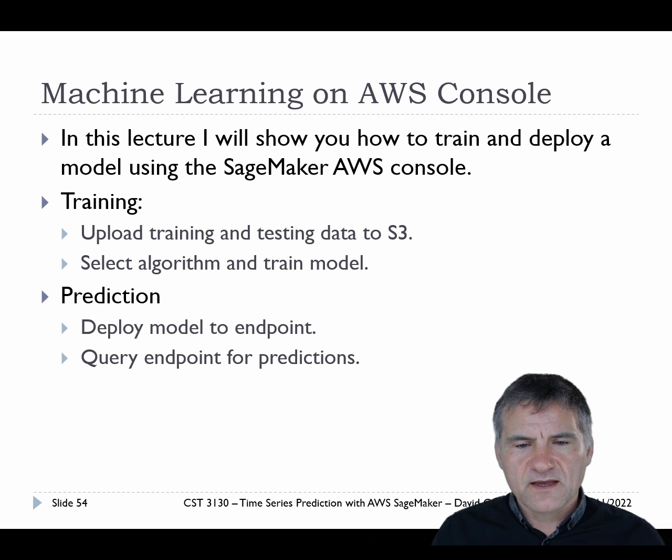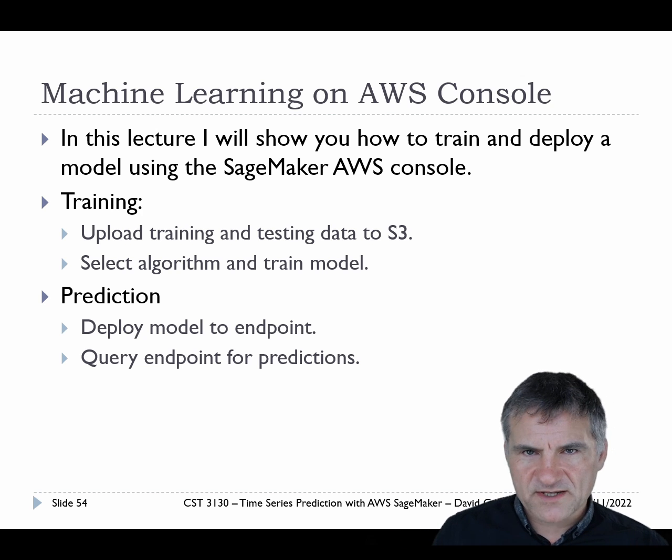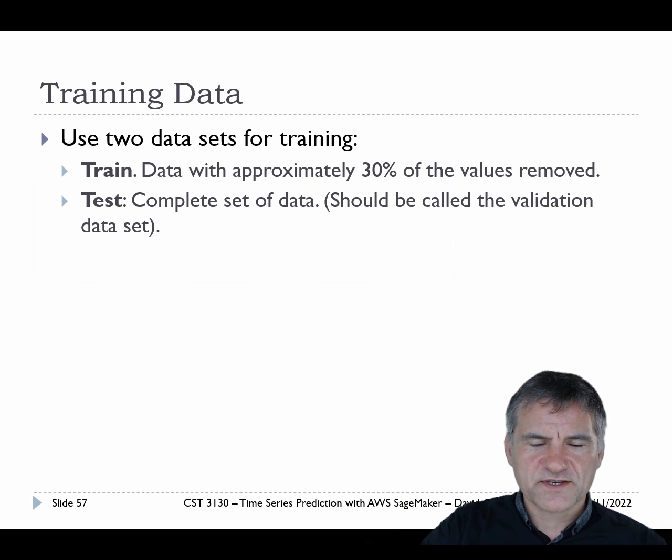So the first stage of the training, we're going to upload the training and testing data to S3. Then we're going to pick the algorithm, configure the algorithm, and train the model. The next stage is to deploy the model to an endpoint, and then query that endpoint to get the predictions about what happens next in the time series. So let's focus on the training stage first.